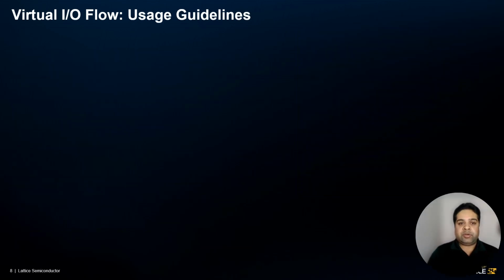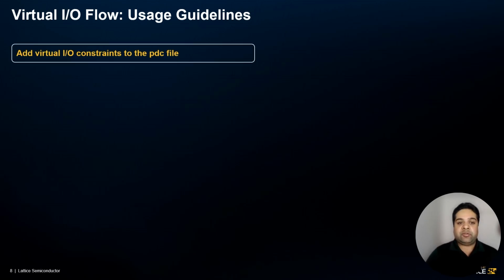Now let's talk about the virtual IO usage guidelines. First off, let's talk about adding virtual IO constraints. You can add these constraints to your .pdc file, which is your physical design constraints file. This is where you define how your design would be implemented on the hardware. When it comes to the syntax for setting a port as a virtual IO, you can use a command like ldc_set_attribute, virtual IO equal to true, get_ports, and specify the port name.